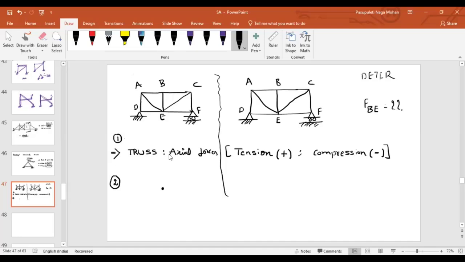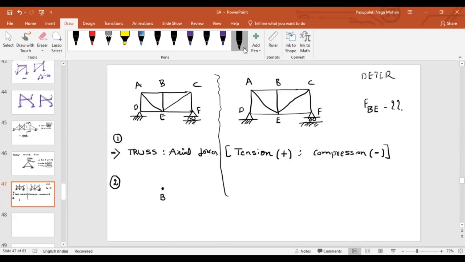So even here also, at point B, how many members are connected at point B? Three members, isn't it? Three, sir. Member BA, member BC, member BE. As I'm talking about joint B, first I am assuming that all these three members are under tension. That is my initial assumption.